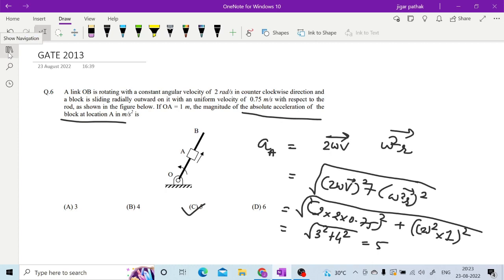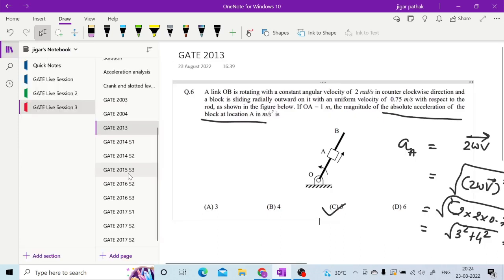Sir, how can it be 3 square? As it is given, omega v is 2, then omega is given as 2 and this velocity is given as 0.75. So 4 into 0.75 is 3. Yes, sir. Okay. So let us move to this one now.